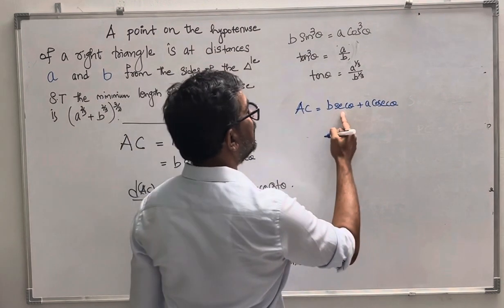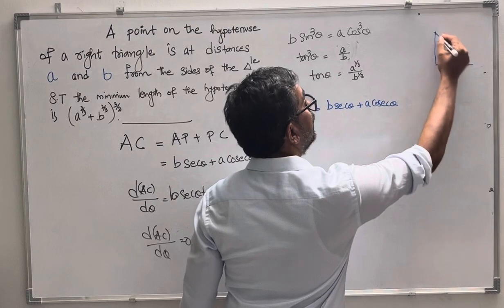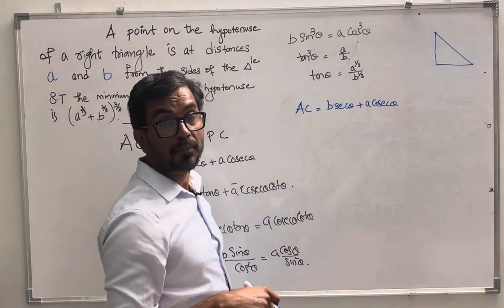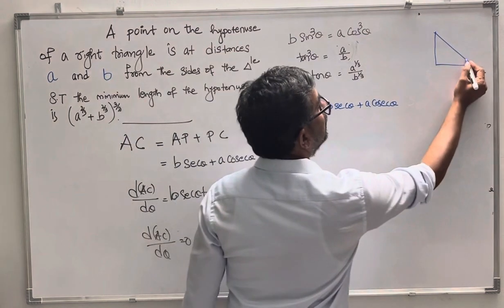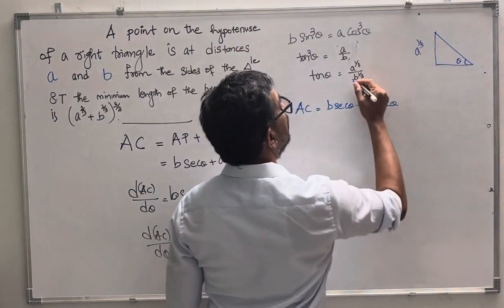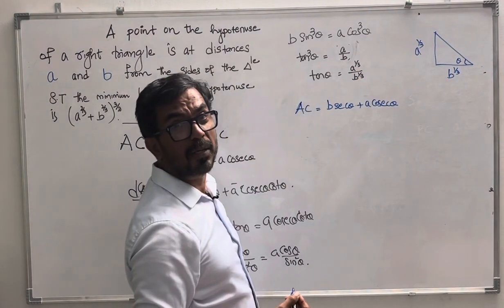Now I want the sec theta value from tan theta. How is that possible? You draw a right triangle. Tan theta is opposite side by adjacent side. Let me consider this as theta. Opposite side is A power 1 by 3. Adjacent side is B power 1 by 3. I want to know what the hypotenuse is.